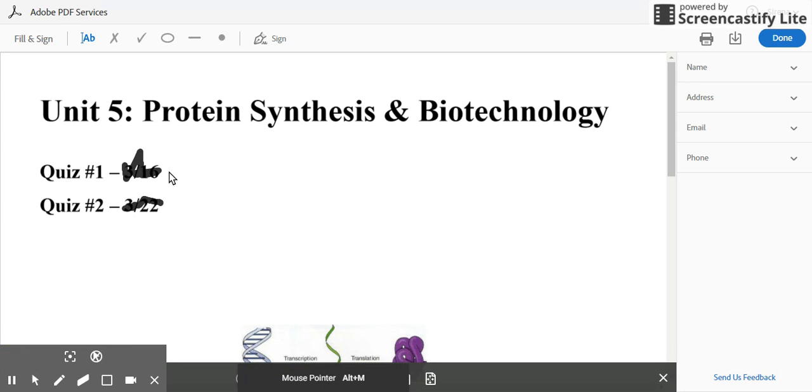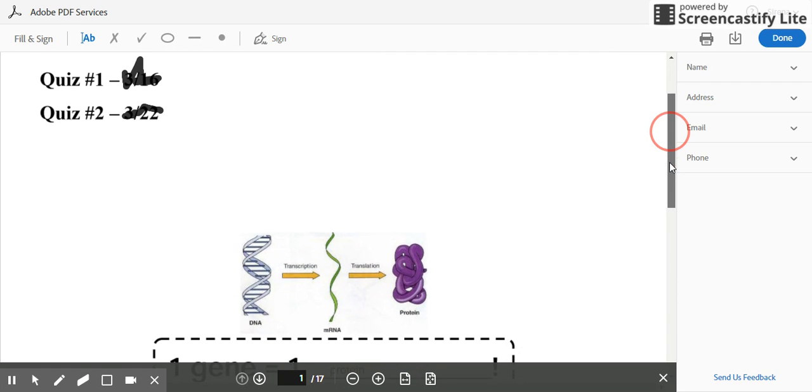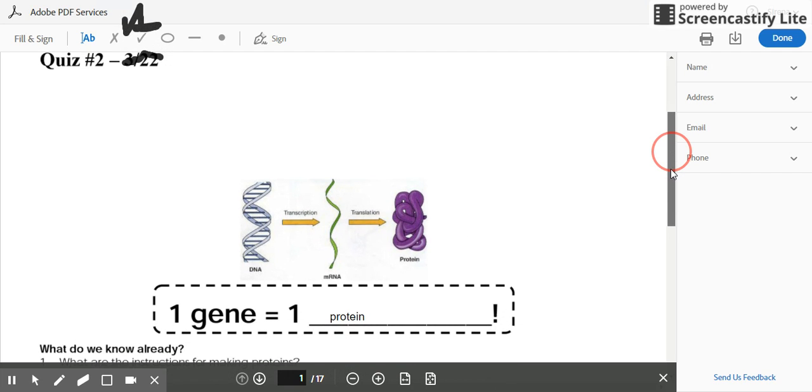All right, so we started off talking about protein synthesis, which is when our body makes proteins. We know that proteins are responsible for every single thing in our body. First thing we talked about was the DNA strand. If you look at a part of a DNA, it's called a gene, and one gene makes one protein.